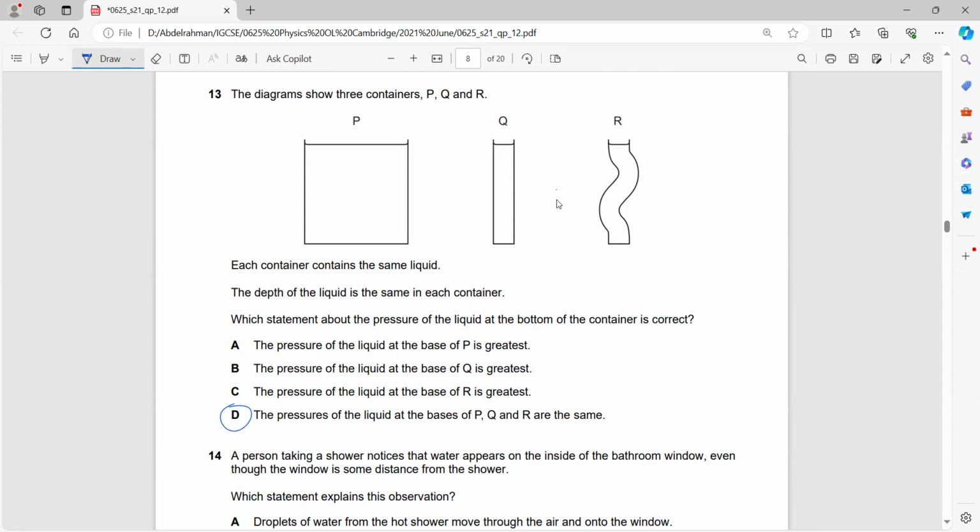We know for a fact that the pressure of a liquid depends on two things: the density of the liquid and the depth. Each container contains the same liquid, meaning that they have the same density, and the depth is the same. So would the pressure differ? No, the pressure would not differ. At this point, they all have the same pressure. It's a really nice question.